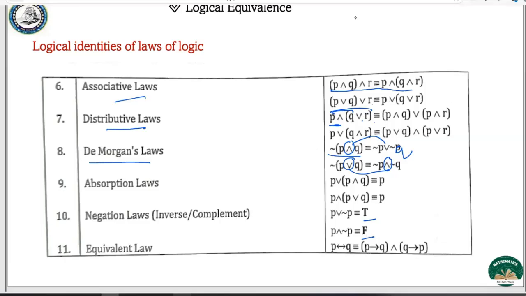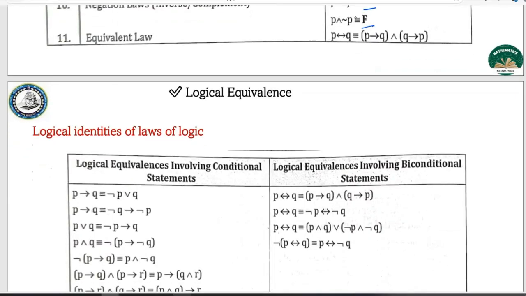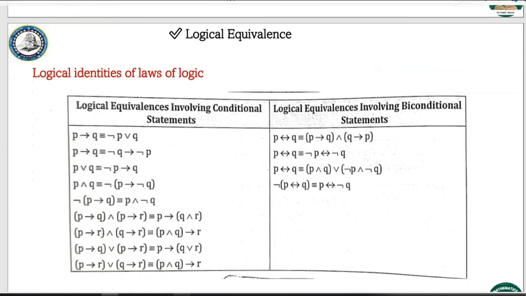Then the equivalence law: P double implication Q is equivalent to P implies Q and Q implies P. So these are the identities for which you can draw the truth table and get the values to see whether both the statements are equal. If they are equal, they are logically equivalent.